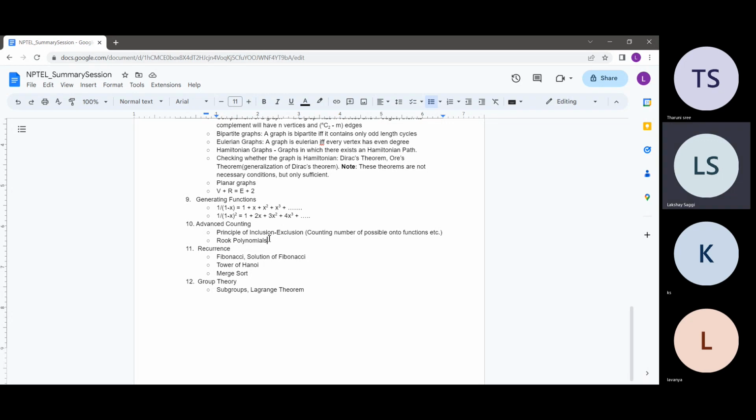If two rows have rooks in the same column, then those two rooks will kill each other. So every row should have a different column attached to it. That's why there will be k factorial such permutations. So the number of ways of placing k rooks on a k cross k chessboard such that no two rooks kill each other will just be k factorial.